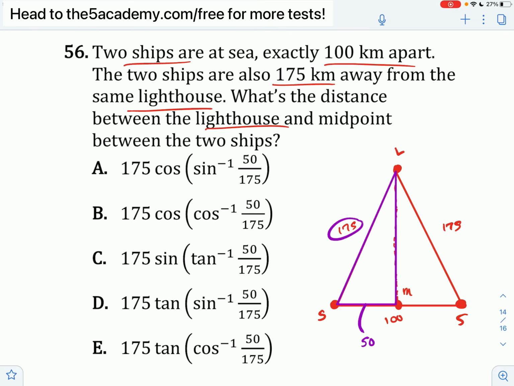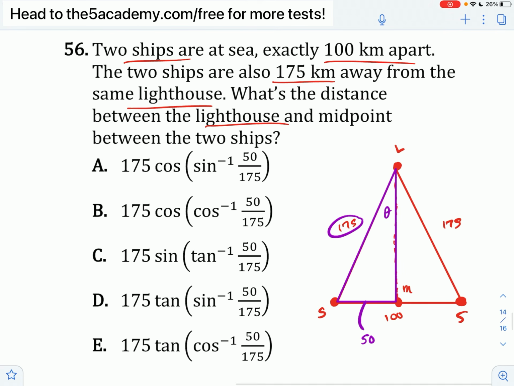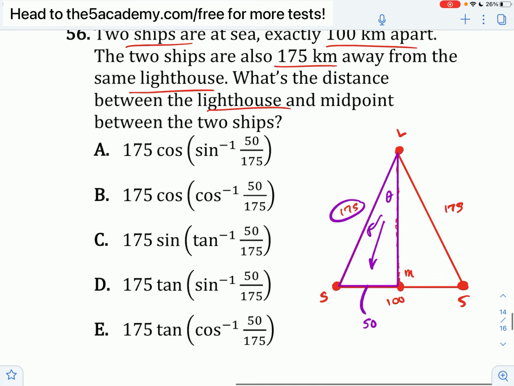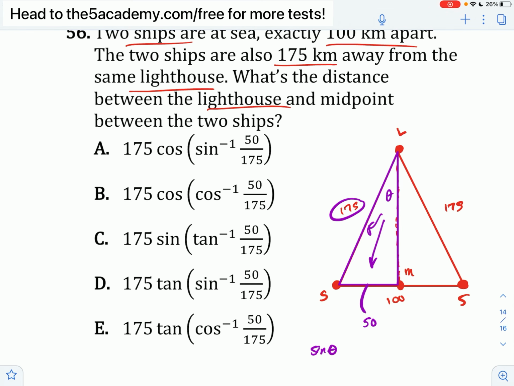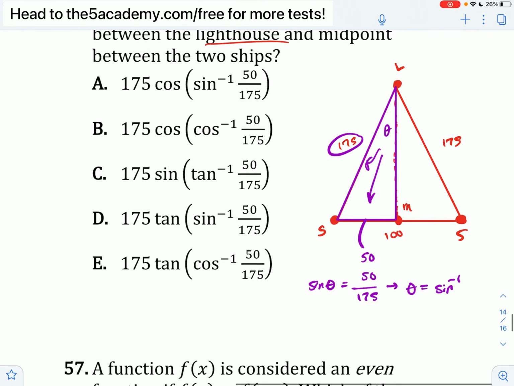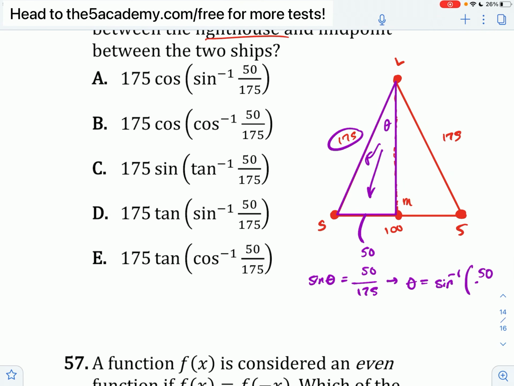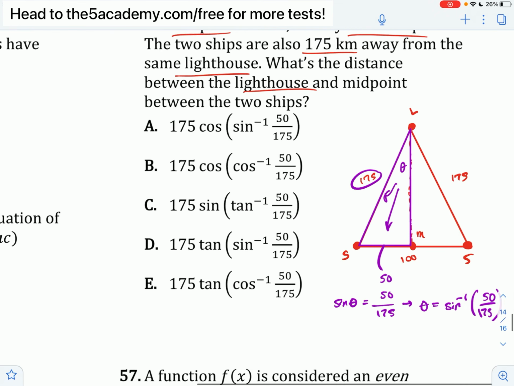In order to do this, I'm going to label an angle here that is theta. And this is going to allow us to create a sine ratio, opposite over hypotenuse, okay? So sine of theta equals 50 over 175. That means theta equals sine inverse of 50 over 175. You can calculate that. You don't really need to. The actual value doesn't matter.